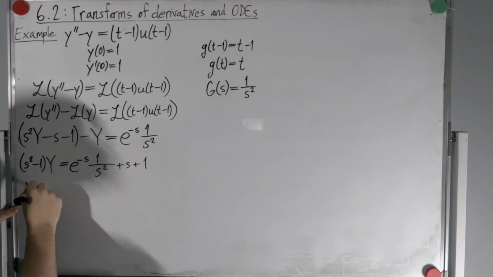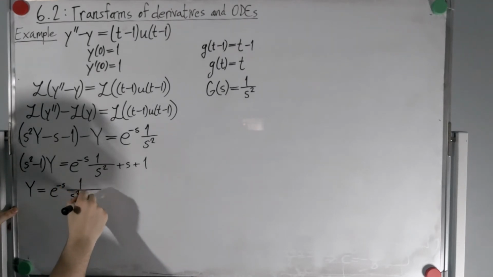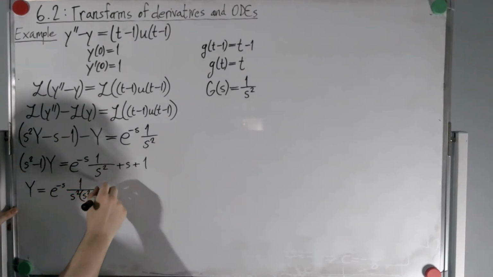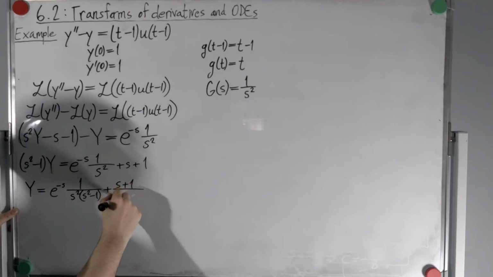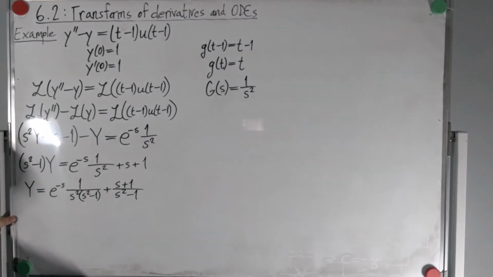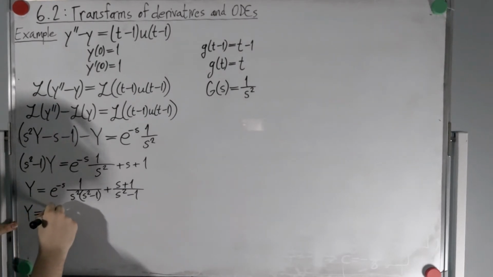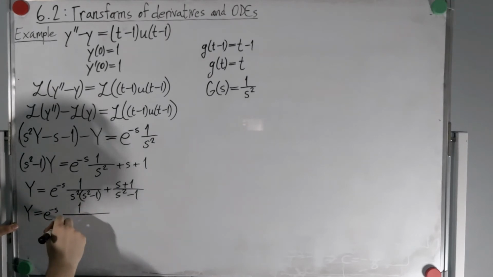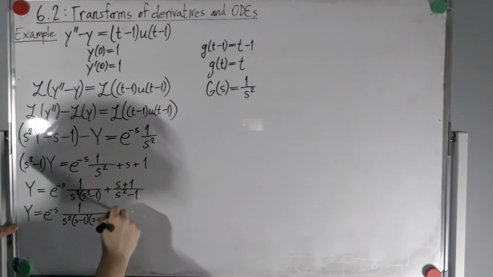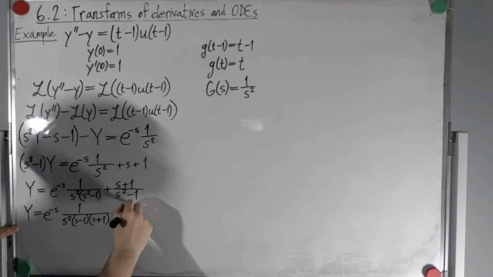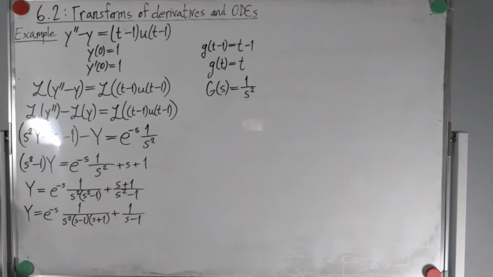In that case, Y is going to be e to the negative s times 1 over s squared times (s squared minus 1), plus (s plus 1) divided by (s squared minus 1). We get Y equals e to the negative s times 1 over s squared times (s minus 1) times (s plus 1), plus 1 over (s minus 1), because the s plus 1's cancel out.